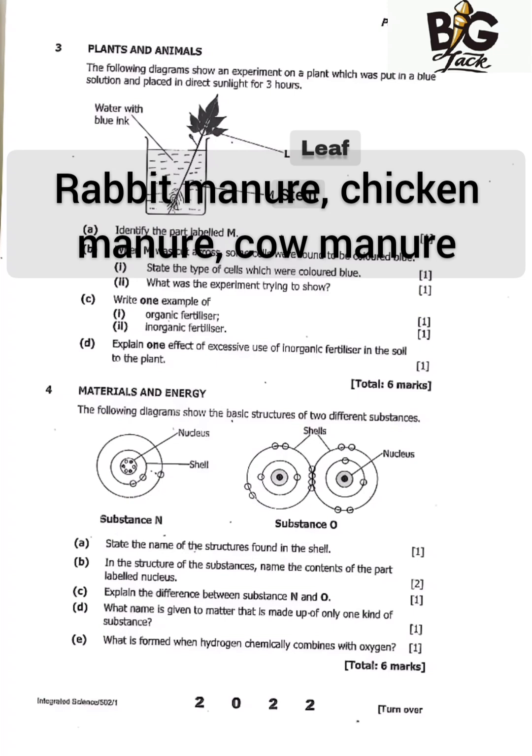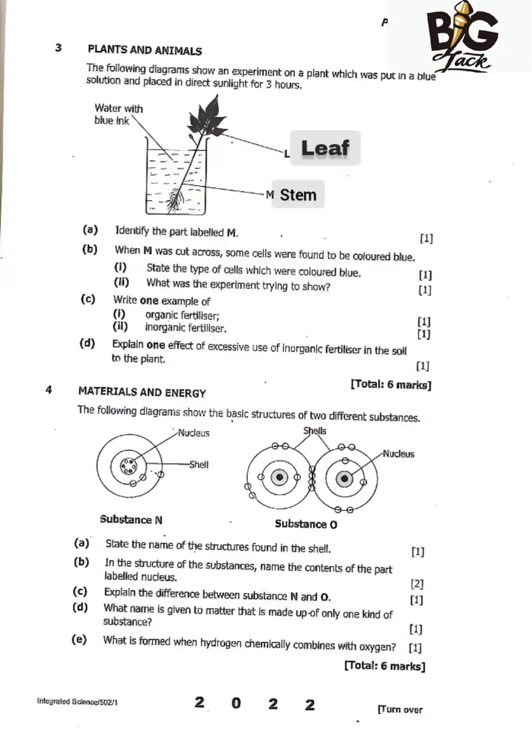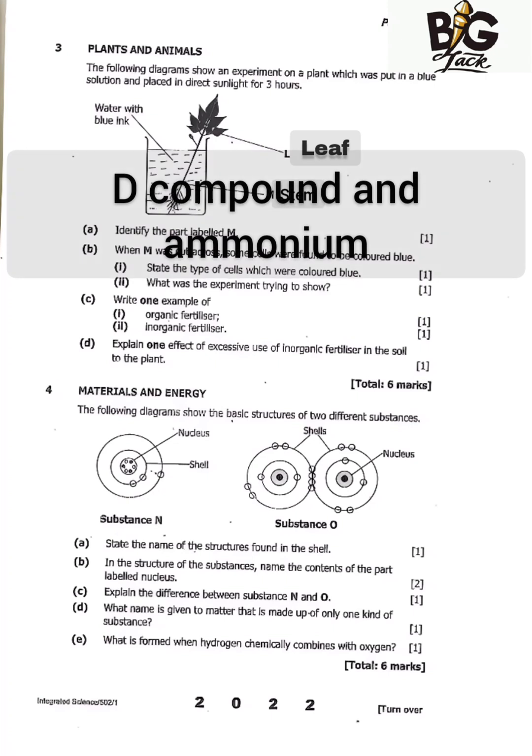Then the next one, Roman numeral 2, is saying inorganic fertilizer. Inorganic fertilizers are fertilizers which are man-made, or synthetic. They are made by man. An example I'm going to say is D compound. D compound is made by what? By human beings using chemicals. So inorganic fertilizers are made up of chemicals, and they are usually made from chemicals by a human being.